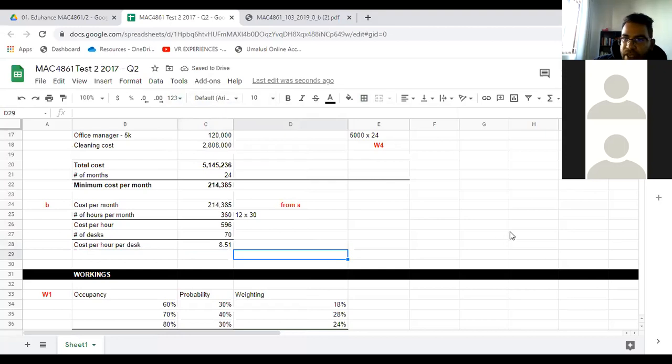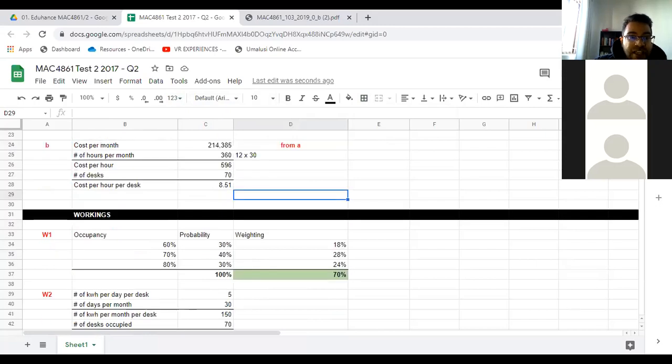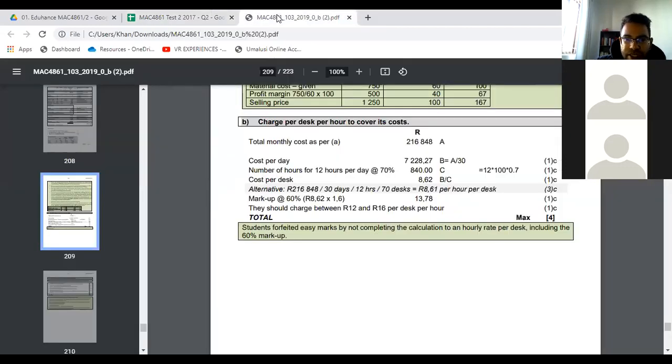Okay. And now they want to know how much they must charge. That is their cost. So now remember they want to charge a 60% profit margin, I think. Let me just see with 60% profit margin.